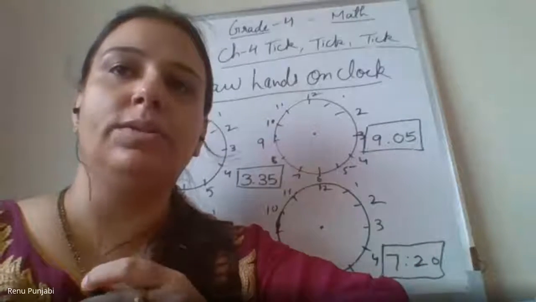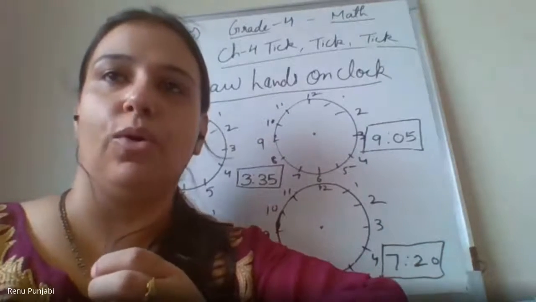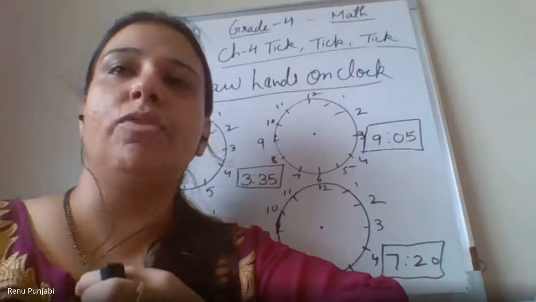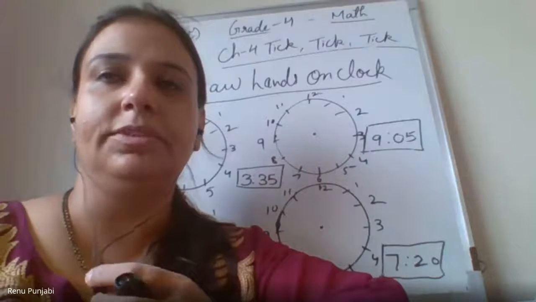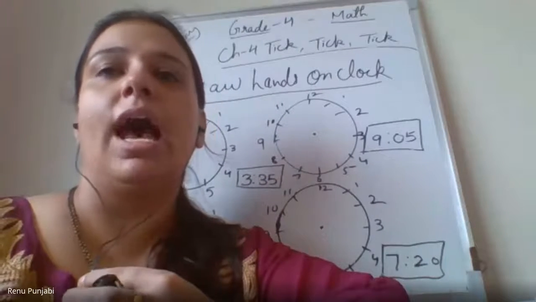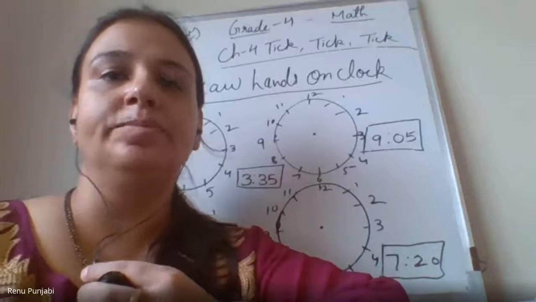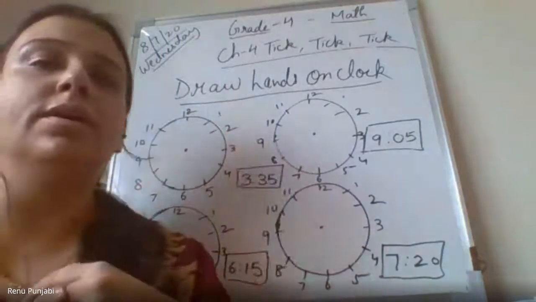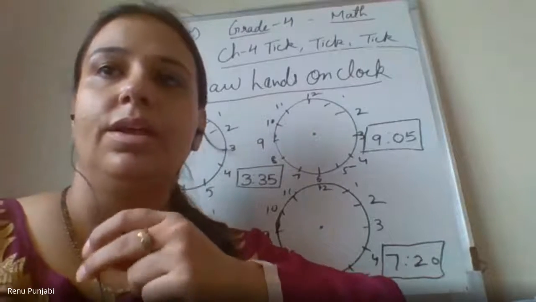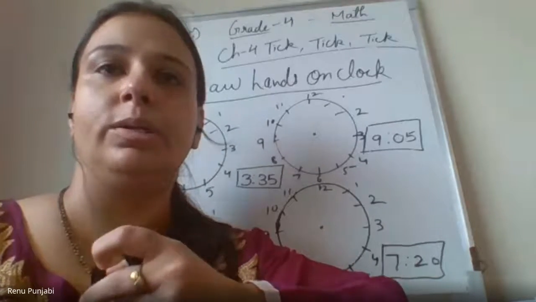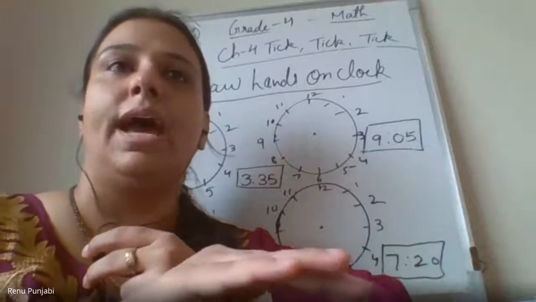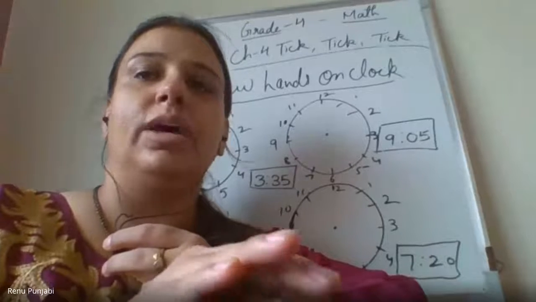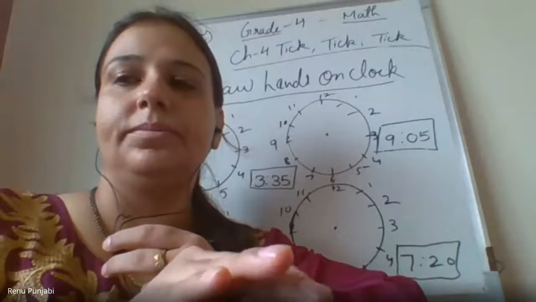Children, as you all know, we have started our chapter number 4, Tick Tick Tick, which is related to time. We have already learned how to read the time. We have already learned how to put the AM and PM. Today's topic is how to draw hands on a clock with a given time. Before moving ahead, I will do a recap of what we have done in our previous sessions. So I'm going to present a screen.